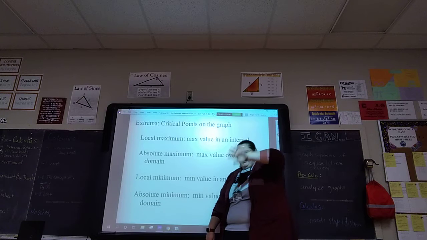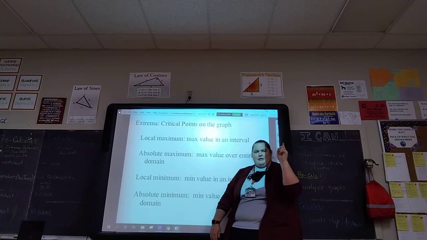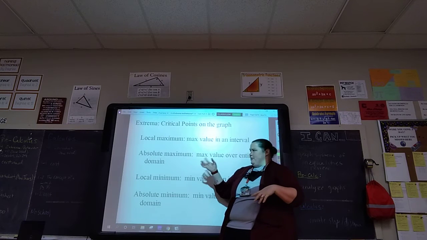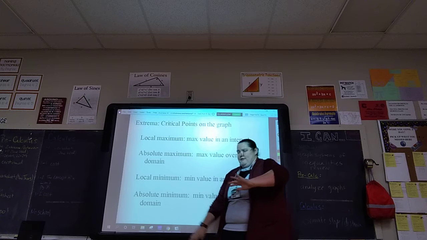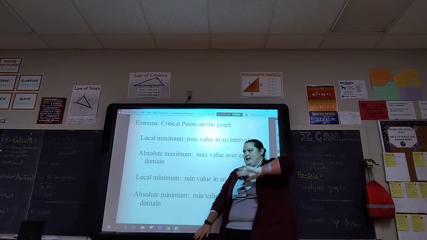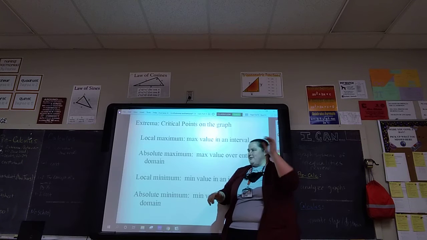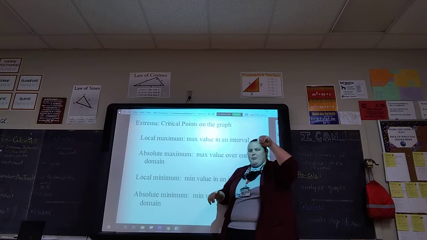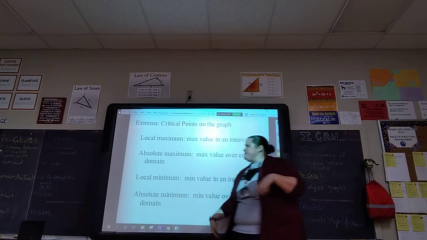And we used that word a little bit with our parabolas. But the big difference with our parabolas is it only had one turn. Our graphs now have several turns. So it's a local maximum if it turns from increasing to decreasing, but it's not the highest the graph goes. It's just that maximum in that local area. It's that one part of the graph, that one little interval. So that's called a local maximum.